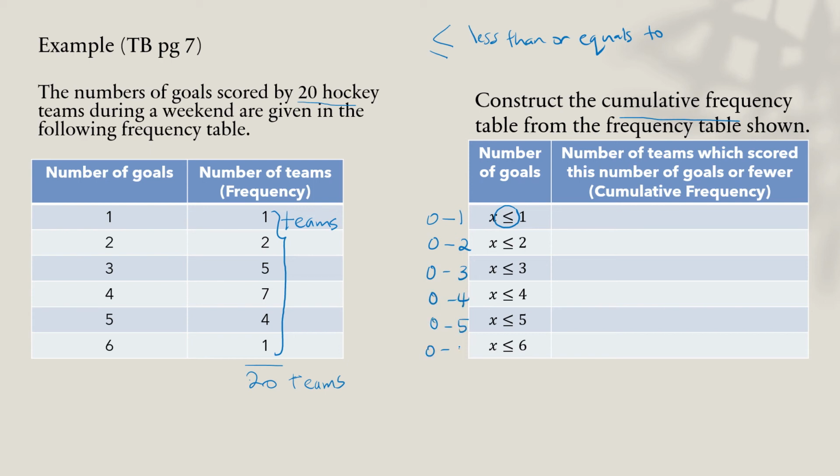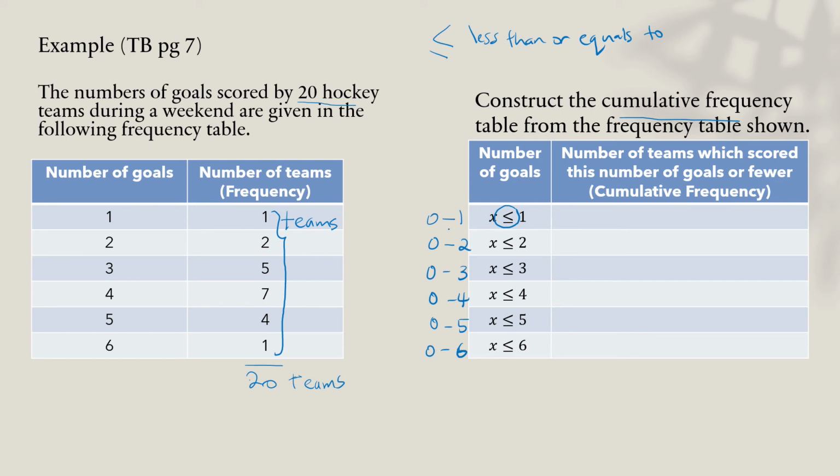So all these tell us the class of each of the classes in this cumulative frequency table. So all this means that, for instance, X is less than or equals to 3. That means these teams scored between 0 to 3 goals. Now we're going to fill in the number of teams which scored this number of goals or fewer. So this is what we call the cumulative frequency.